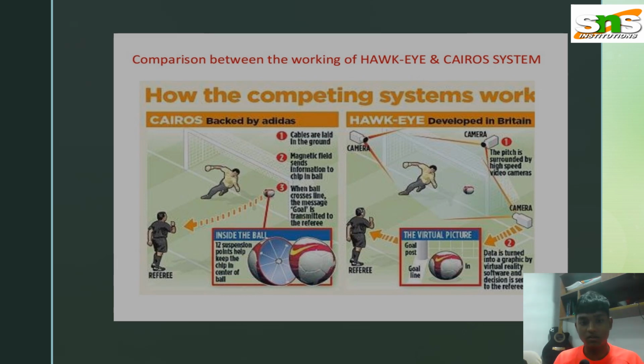This is a picture comparing how these systems work. On the left side we have the Keras system, which is done by Adidas, and the Hawkeye technology used by Britain. These technologies are mainly used across the world.